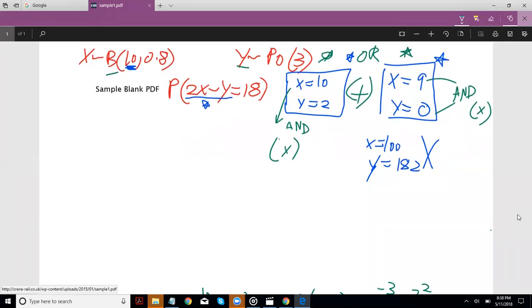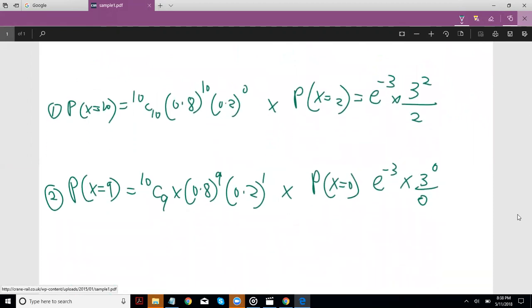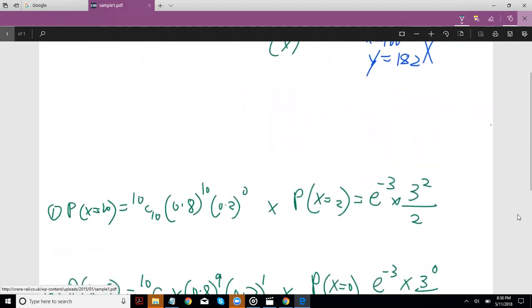Normally it's kind of obvious when you should multiply or add, but if you find that a little confusing, just remember: if you're using the keyword and, you should be multiplying. If you're using the keyword or, you should be adding.